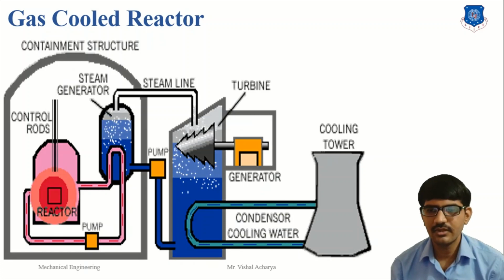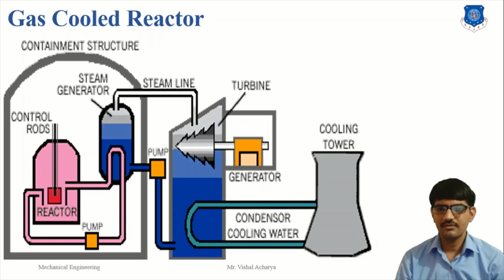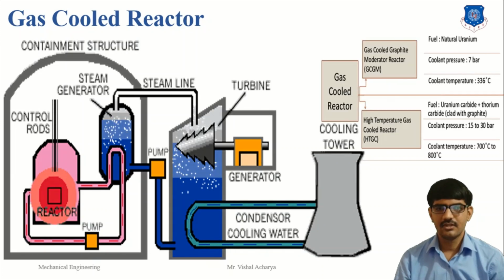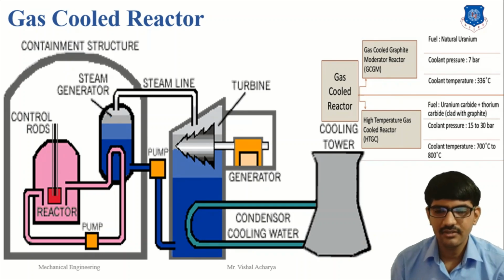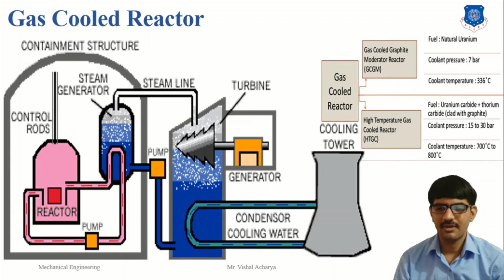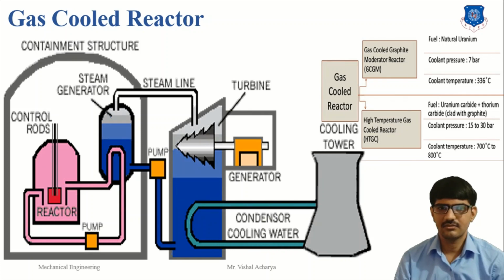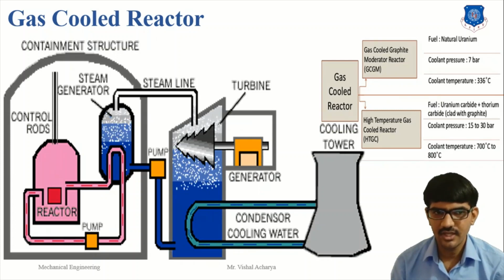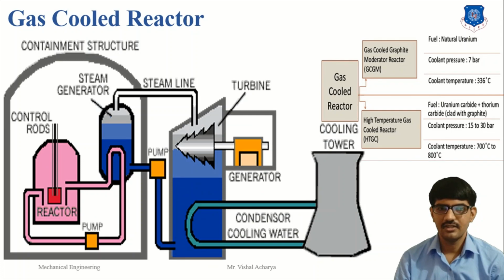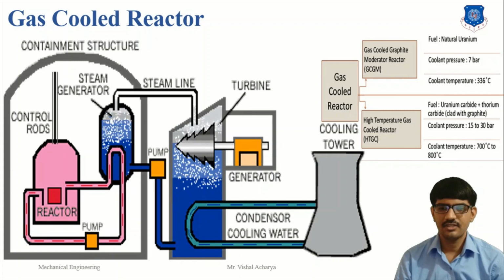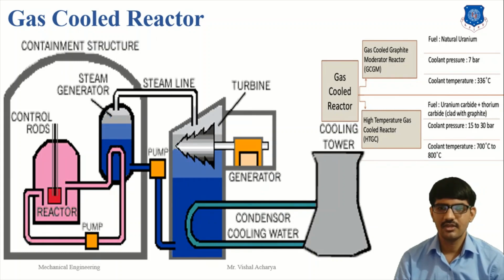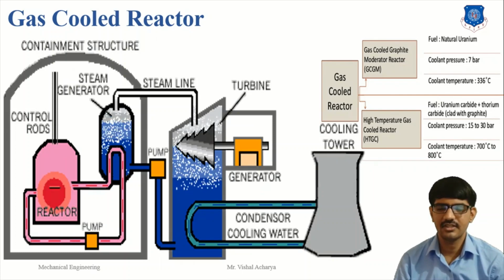Next is the gas cooled reactor. In a gas cooled reactor, there are two main types. First is the gas cooled graphite moderator reactor, developed in England. Here we use natural uranium as the fuel, and graphite as the moderator. Here natural uranium is combined with the clad and magnesium, so the fuel is called Magnox. Here the coolant pressure is 7 bar and the coolant temperature is 336 degrees Celsius.